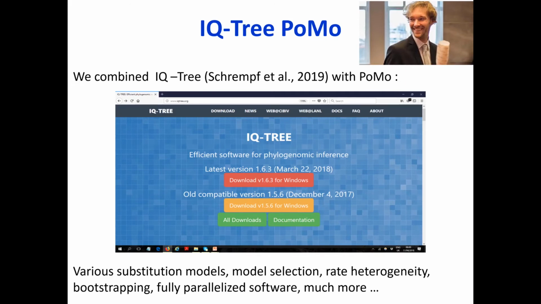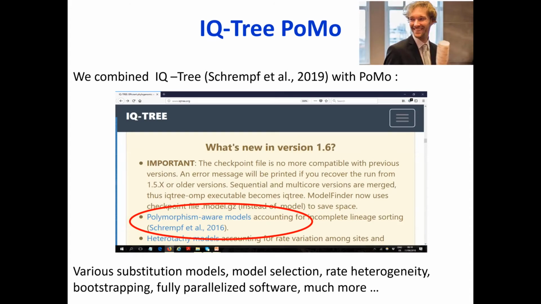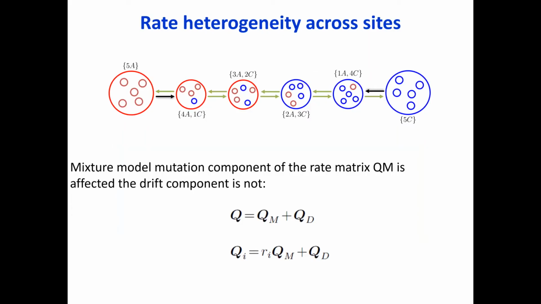From our perspective, the most important feature is, of course, that it has polymorphism-aware phylogenetic models automatically now, actually, if you download a version that is higher than 1.6. So most of these rather more complex models that you can combine with polymorphism-aware models, that would happen automatically. But sometimes you have to think a little bit more in detail.